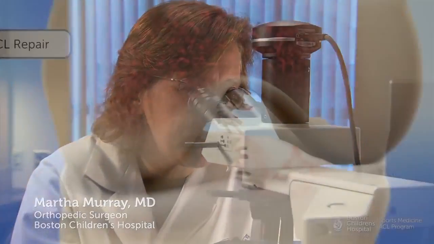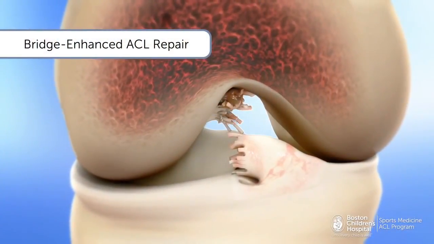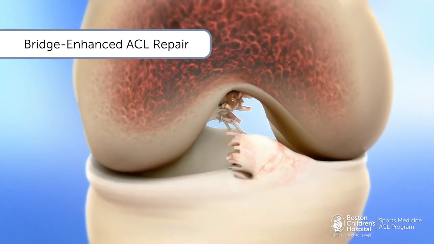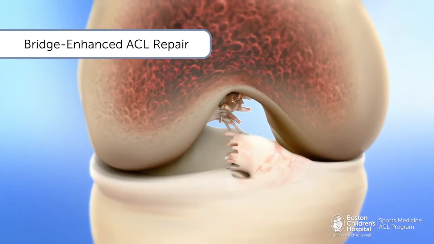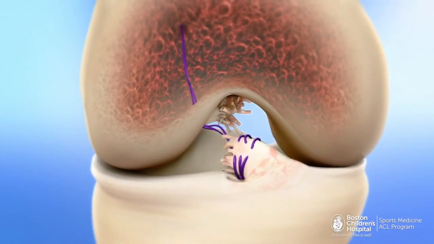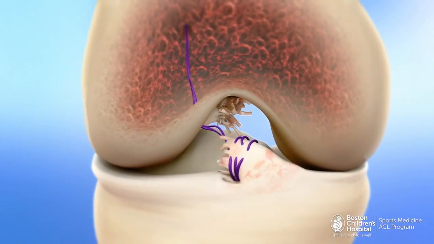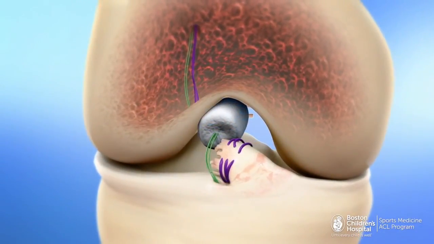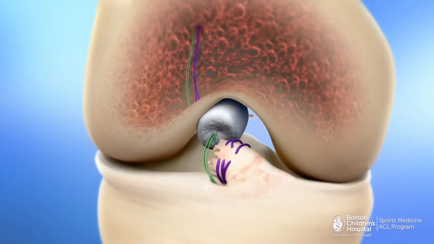Bridge-enhanced ACL repair is a game-changing new procedure that stimulates a torn ACL to heal itself, eliminating the need for a tendon graft. First, the surgeon places sutures to stabilize the ACL and the knee. A sponge made of special proteins is placed into the gap between the ends of the ACL, providing a bridge for the ligament to grow into.